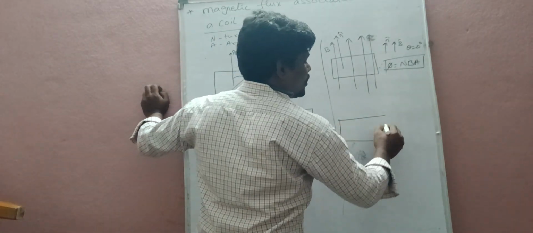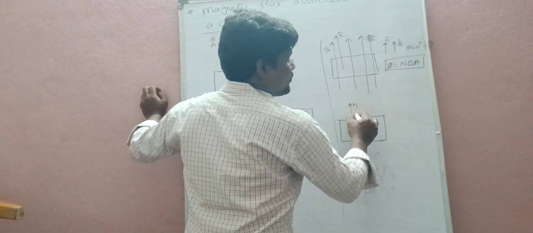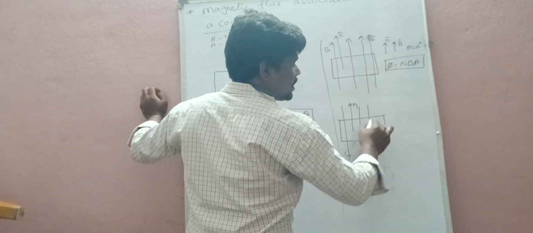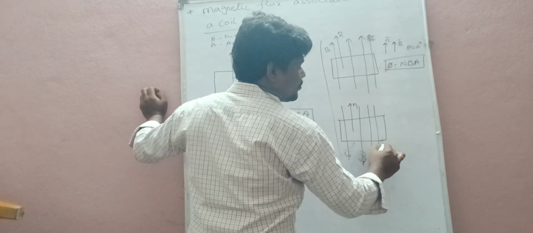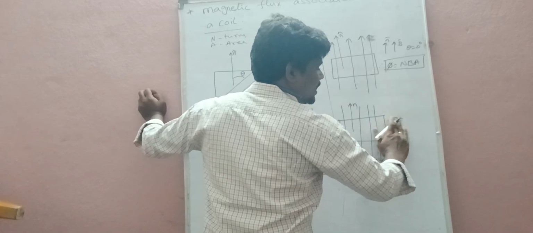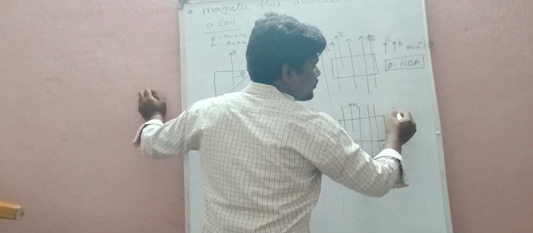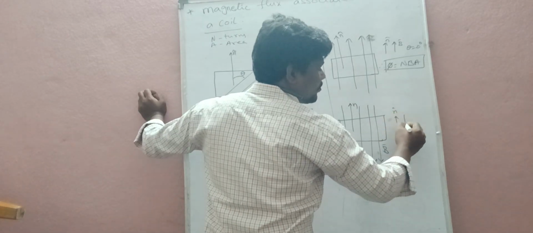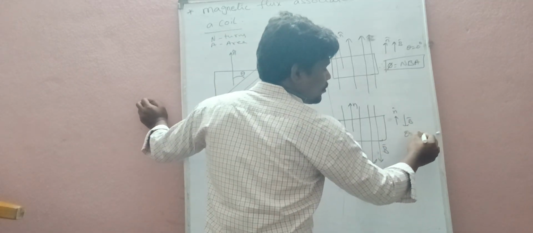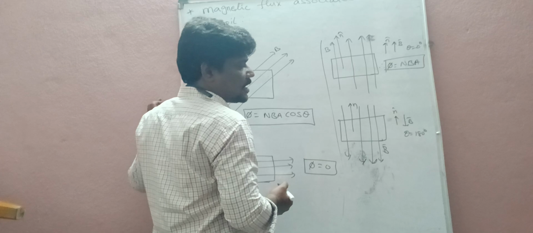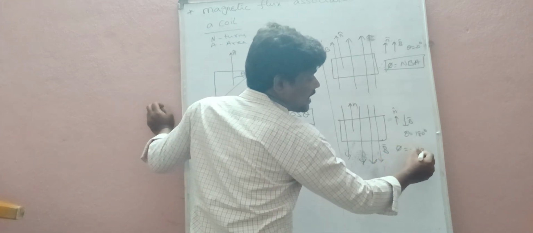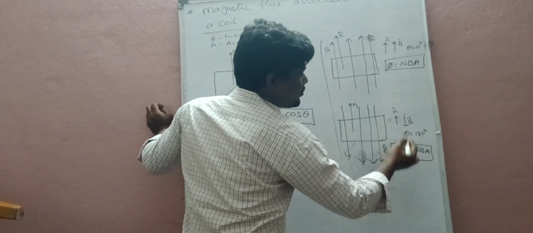This is the coil and normal vector. This is the opposite direction of magnetic field B. That is theta equal to, what is the angle? N cap upward, B bar downward. Theta equal to 180 degrees. That is flux phi equal to minus NBA.